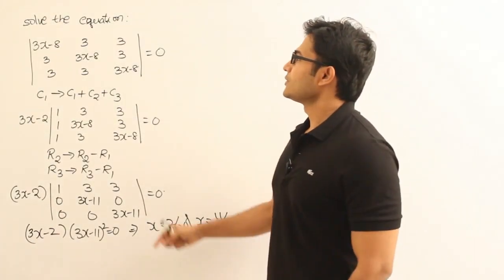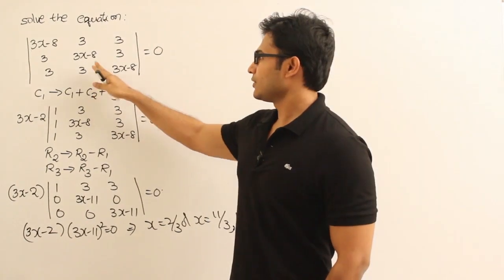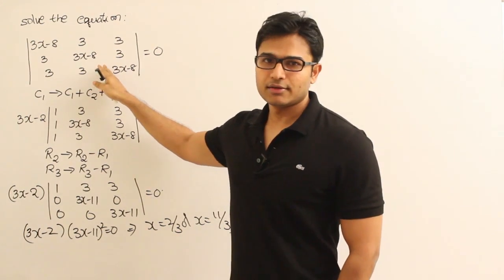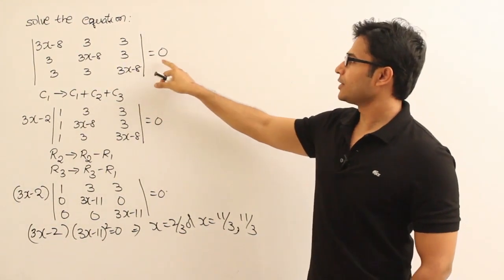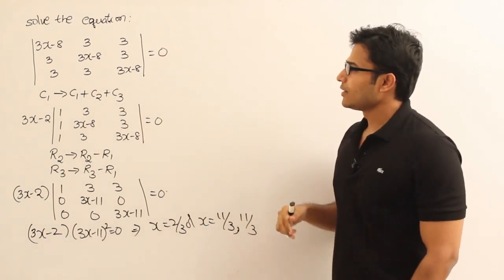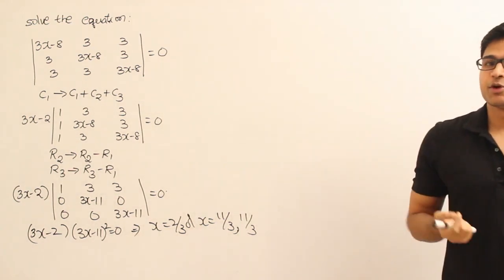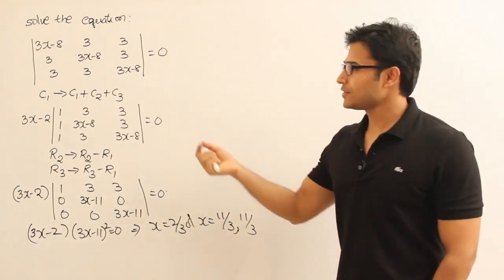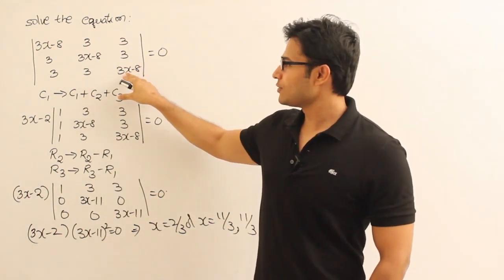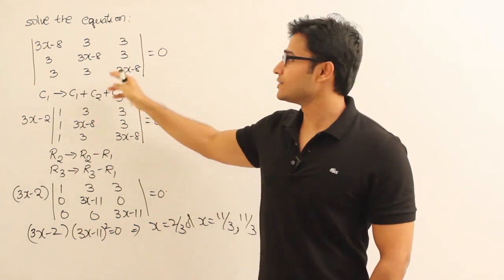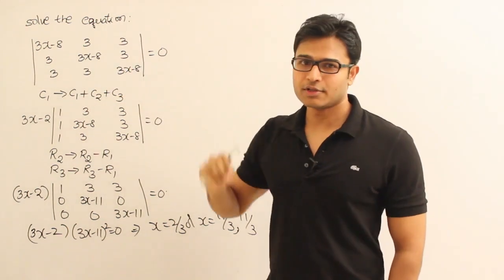So we are supposed to solve this equation. A determinant is given, and for what values of x is the value of this determinant going to be 0? One quick method is you can pick up the options, substitute an option there, and check for what values of x from the options this entire determinant is going to be 0. That is one method.